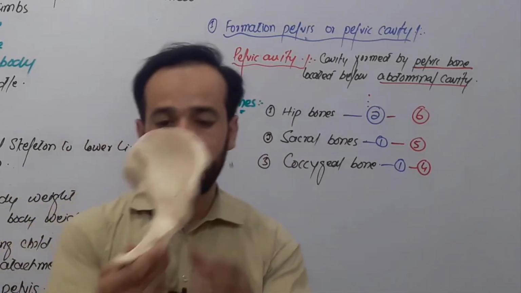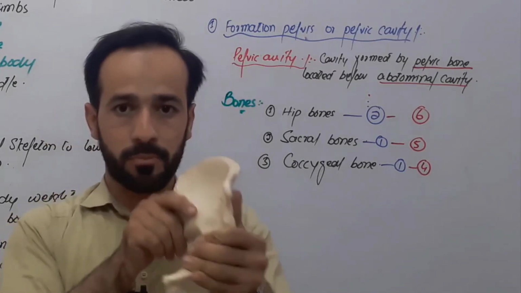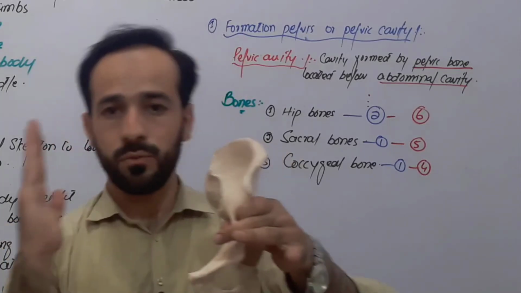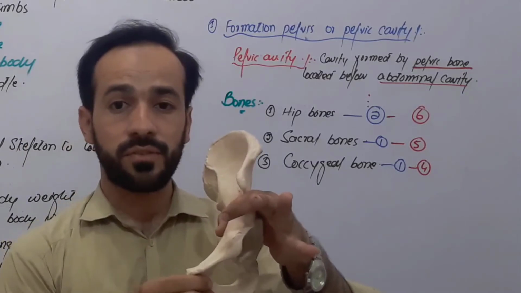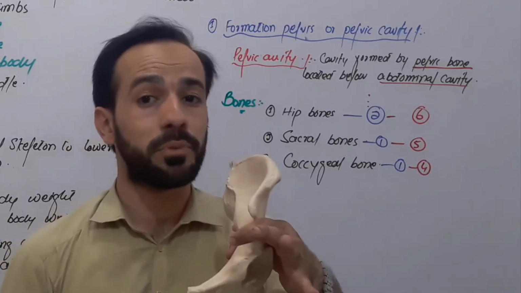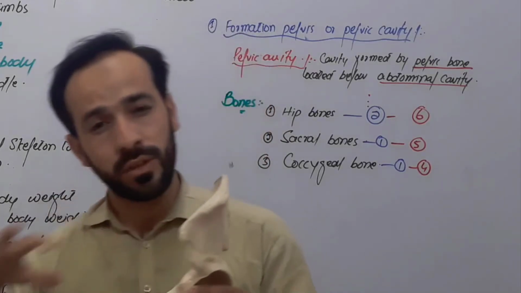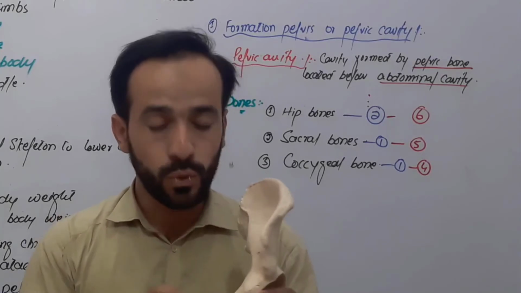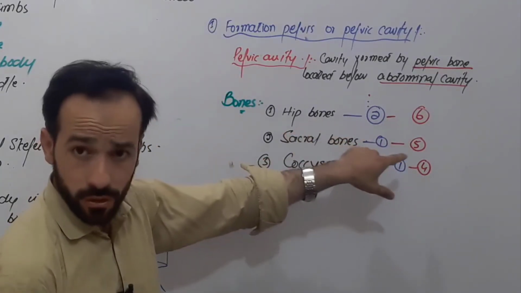So if this is a bone and this is the left pubic bone, now look carefully, this is the ilium. 1 ilium on the left side, 1 ilium on the right side. So 2 ilial bones, 1 pubis on the left side, 1 pubis on the right side, 2 pubic bones, and 1 ischial bone on the left side, and 1 ischial bone on the right side. So 2 ischial bones. So 2 plus 2 plus 2 total 6 hip bones, right?